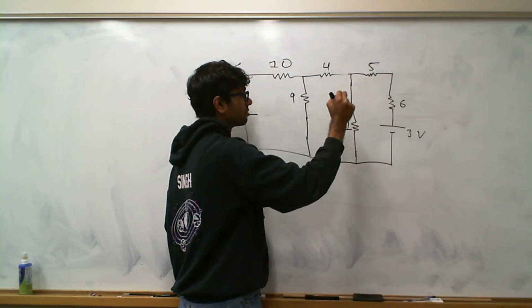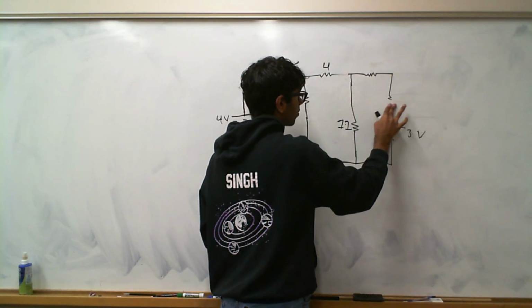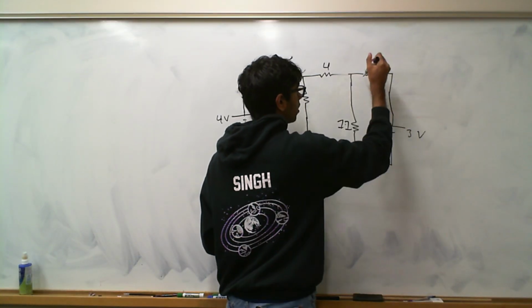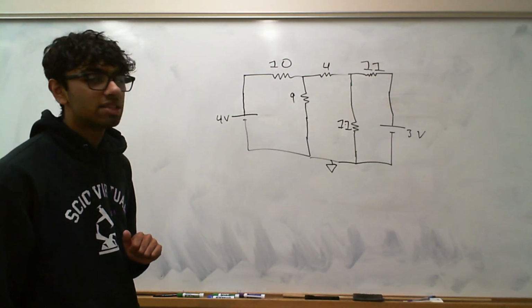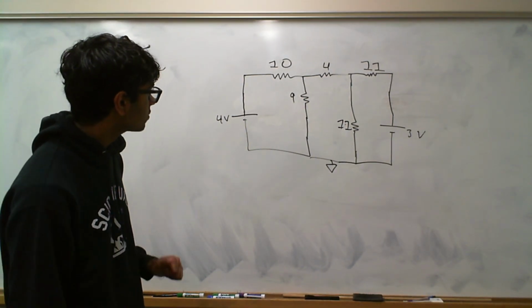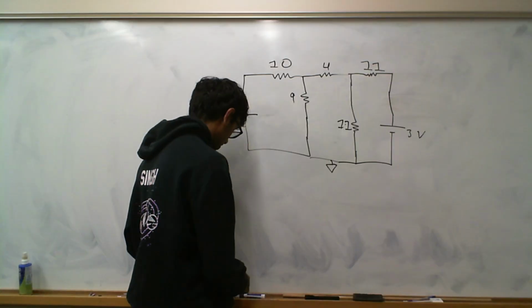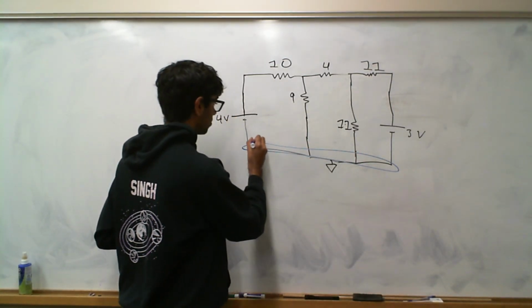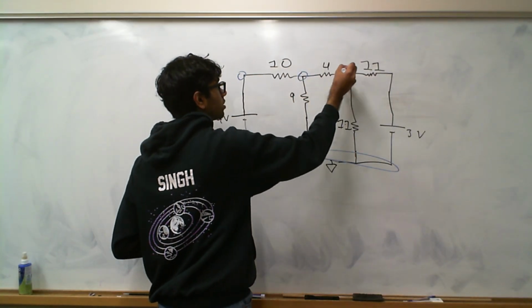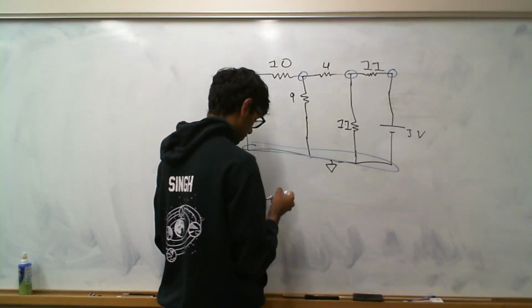These are in series and they become a single 11 ohm resistor as well. Okay? Just like that, we've made this circuit a lot cleaner to look at. Now, again, we have to find nodes. So we have a node right here. You have a node right here, a node right there, a node right there, and a node right there.